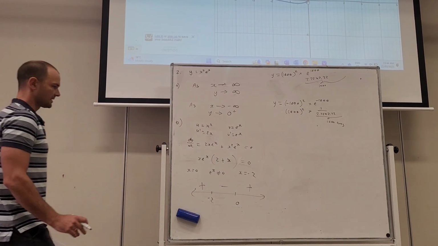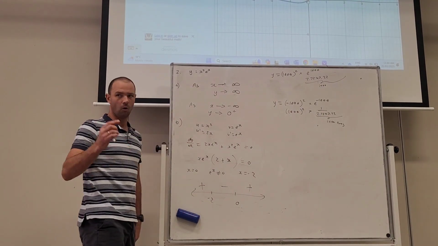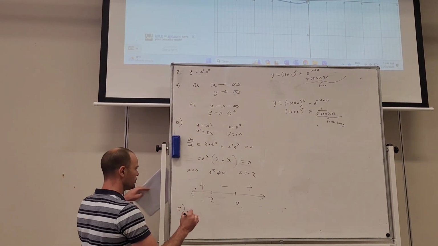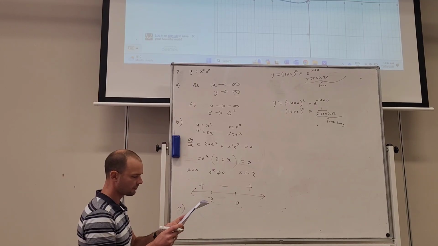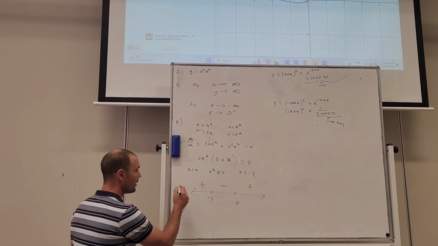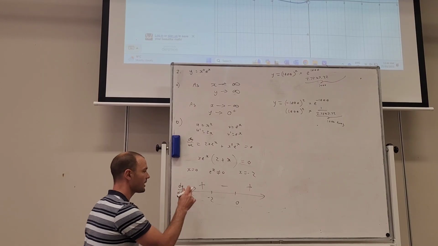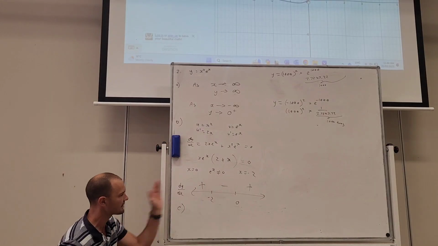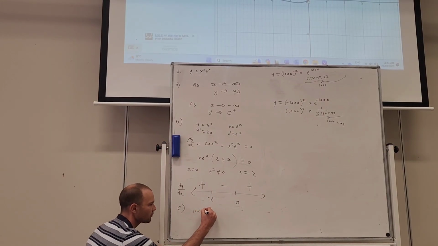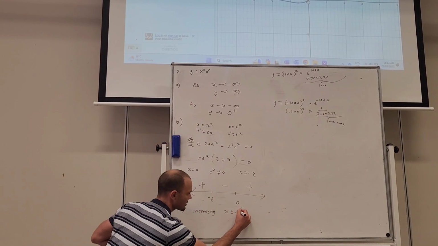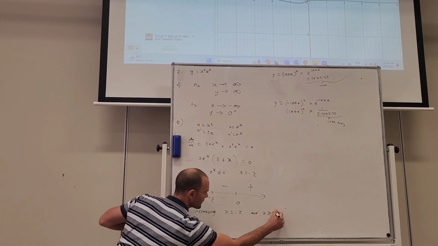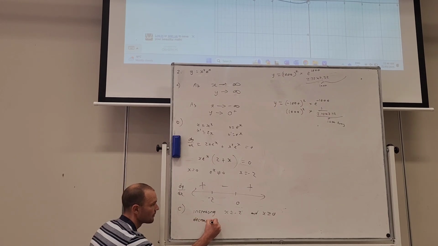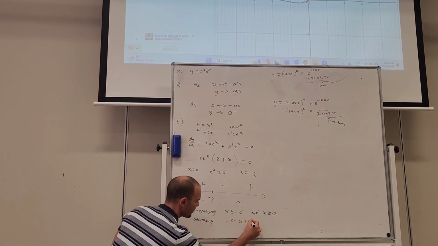Okay. Part C. Hence. All right. Always keep an eye out for hence. Anywhere it says hence, it means using what you just did. State intervals where the function is increasing and decreasing. Well, remember, this is the sign diagram of the first derivative. It tells us the slope. It says we have positive slope for values less than minus 2. What that means is we're increasing for x is less than minus 2 and x is greater than 0. Those are the regions we have positive slope. We're decreasing from minus 2 to 0.